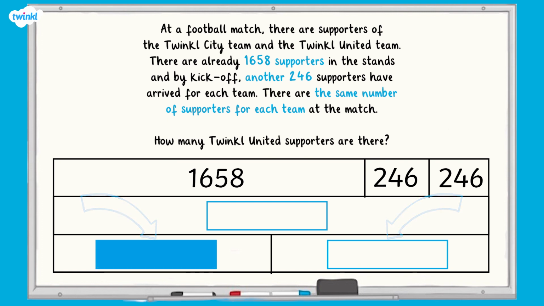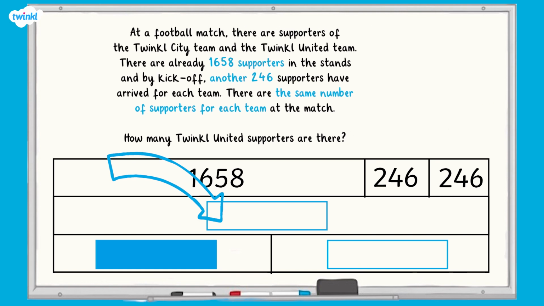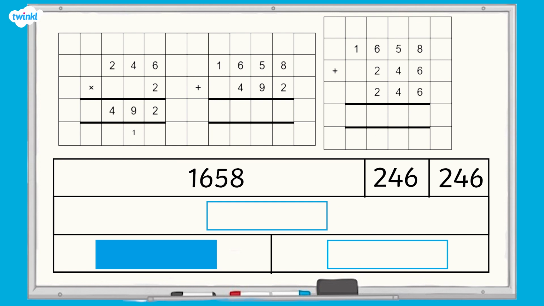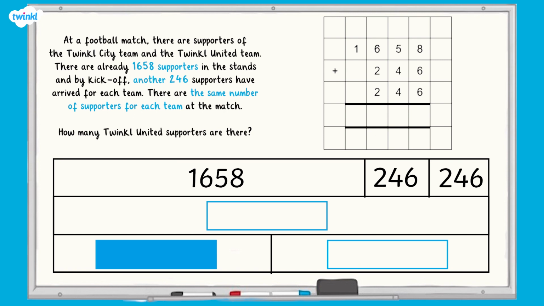Now we need to work out which calculations we need to do to fill in the empty boxes. We need to know the total number of supporters. We can add 1,658, 246, and 246. You could also multiply 246 by 2 and then add the answer to 1,658. The total number of supporters is 2,150. Now we can fill this in on the bar model.